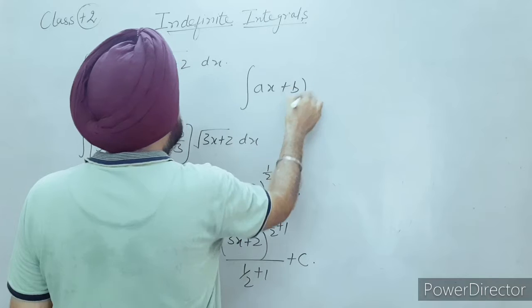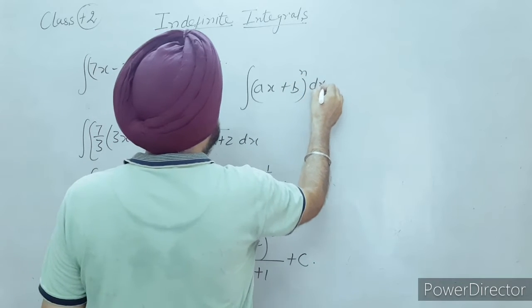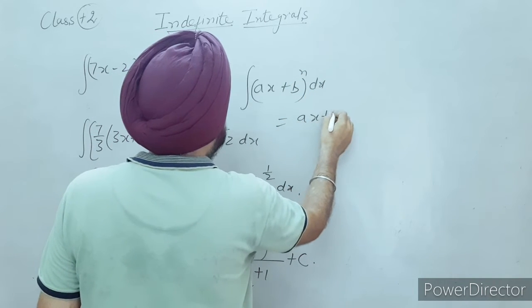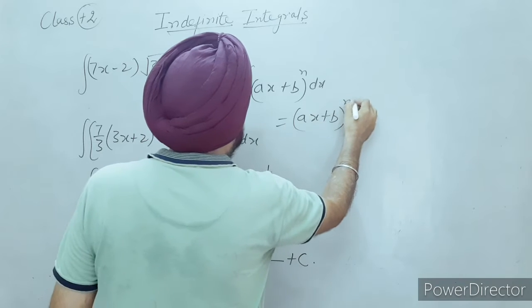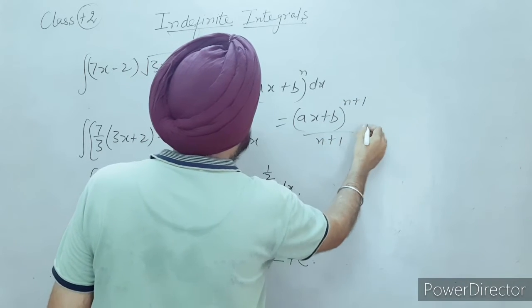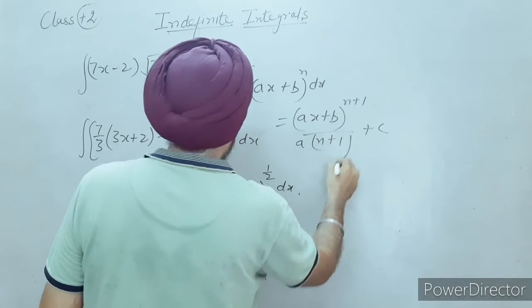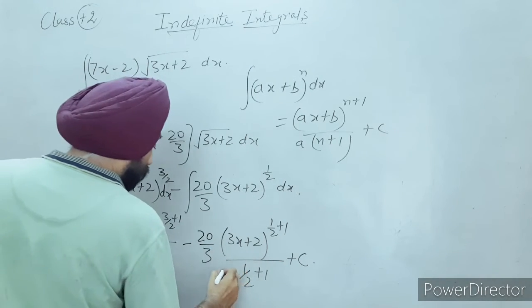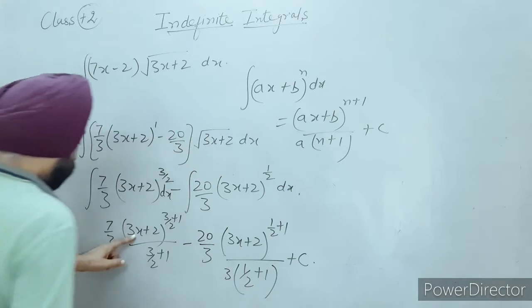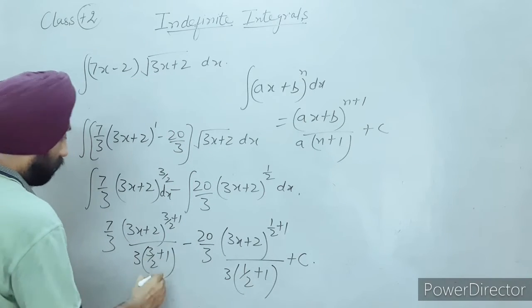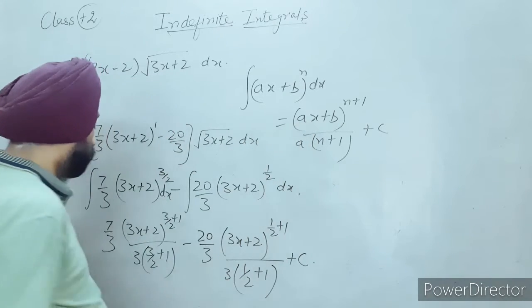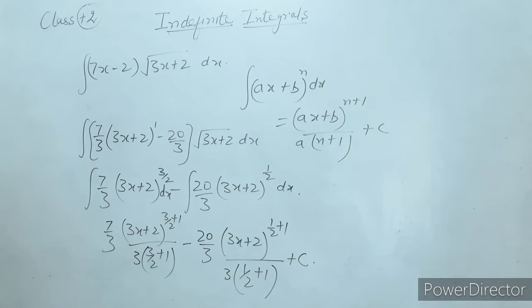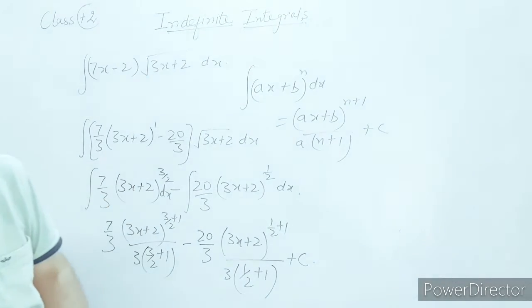Just I have used this formula: the integral of ax plus b raised to power n dx is ax plus b raised to power n plus 1 upon n plus 1, plus c, divided by a. Here also, for 3x plus 2 raised to power, I have to divide by 3 because the coefficient of x is a. I have done it. This is the way how we do this kind of sum, linear into under root of linear.